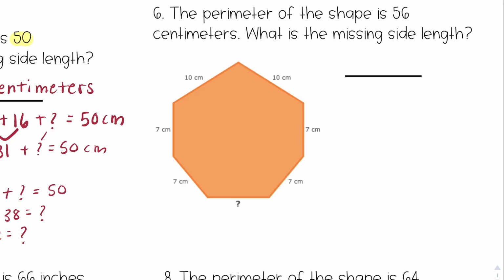This one is a fun one to solve. We're still solving for perimeter, but we have a lot of similar sides. And so I can determine the amount of sides this shape has is 7, so it's a heptagon. So it's a 7-sided figure. You could do 10 plus 7 plus 7 plus 7 plus 7 plus 10 equals question mark. That's a lot to write out.